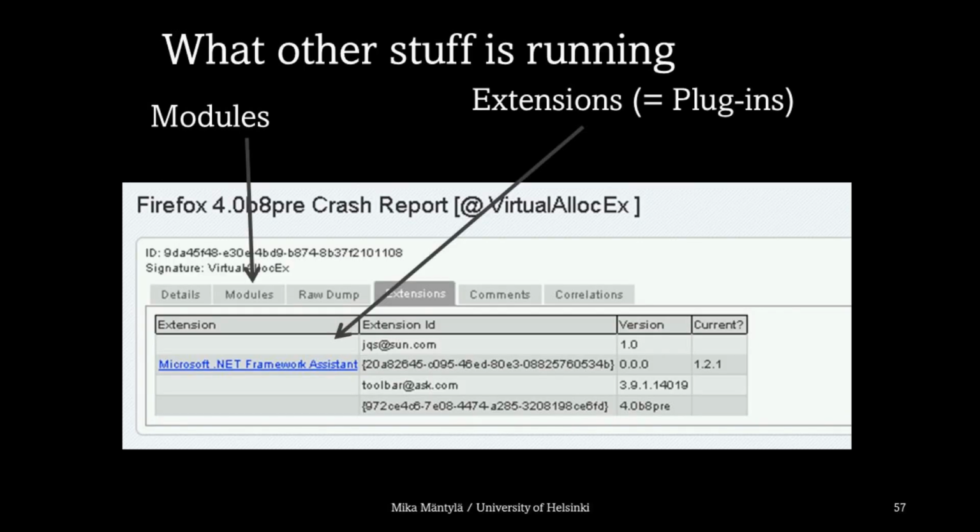Clicking on the Extensions tab provides a detailed list of all extensions or plugins that were running at the time of the crash. This includes information about their IDs and versions. This data helps identify if a specific extension might have contributed to the crash.